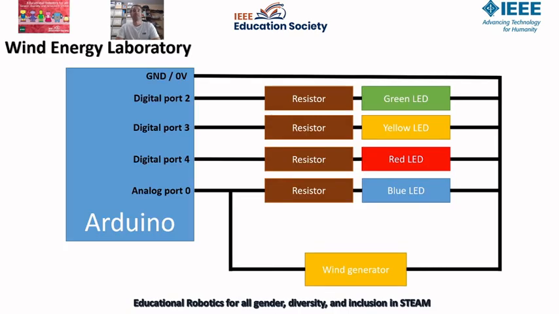And this is the scheme of the connections. As you can see, we have to connect to the GND or 0 volts of the Arduino port all the LEDs, and we are connecting the digital ports and each LED with a resistor. We are using digital ports 2, 3 and 4, and we are using the analog port to get measures from the wind generator to get the current.